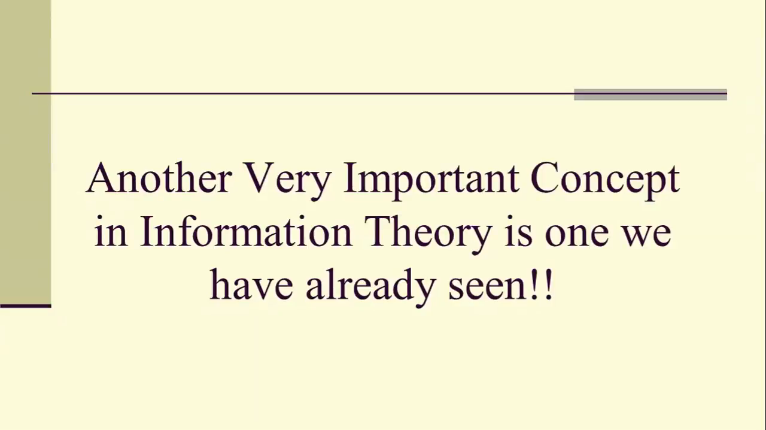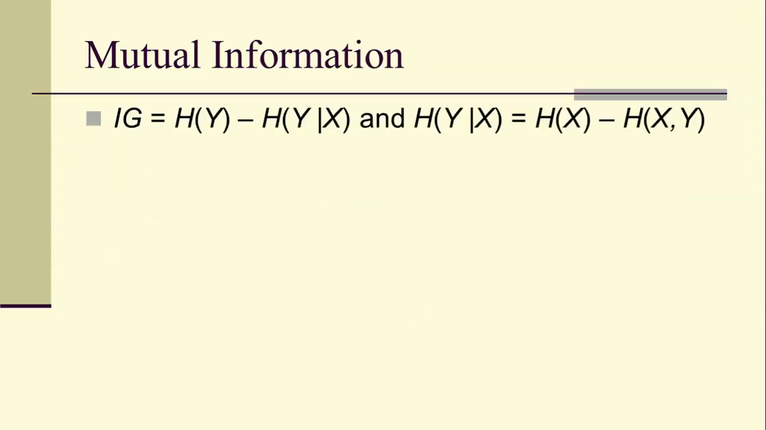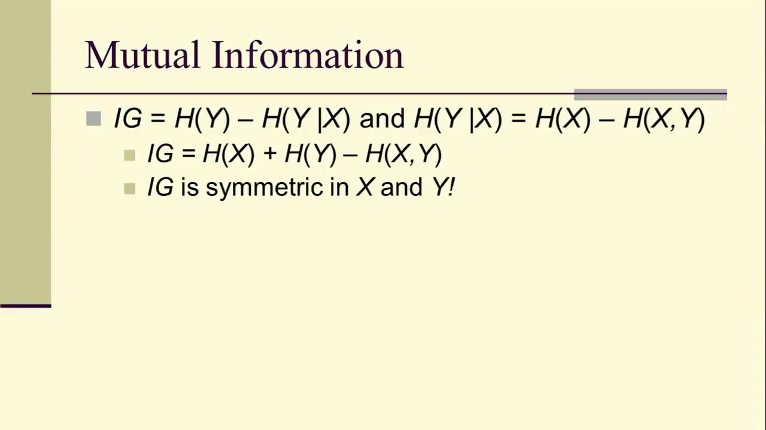Let's look at another idea in information theory that we've actually already seen. Information gain, we saw, was the entropy in y minus the entropy of y given x. You can also show that the entropy of y given x is just the entropy of x minus the joint entropy. So therefore, the information gain is the entropy of x plus the entropy of y minus the joint entropy.